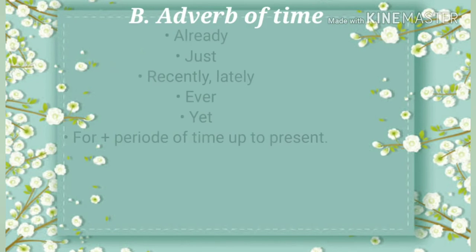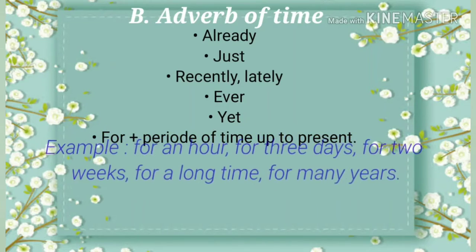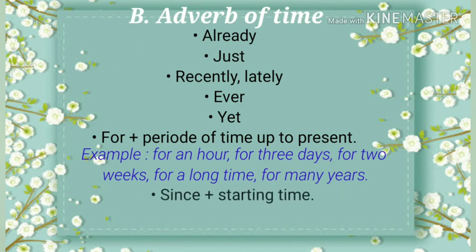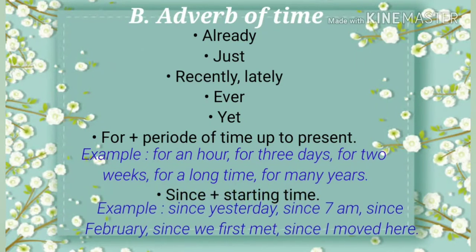Adverbs of time used with the present perfect tense. 1. Already: an action that has happened at an unspecified time before now. Example: What time does the film start? It has already started.